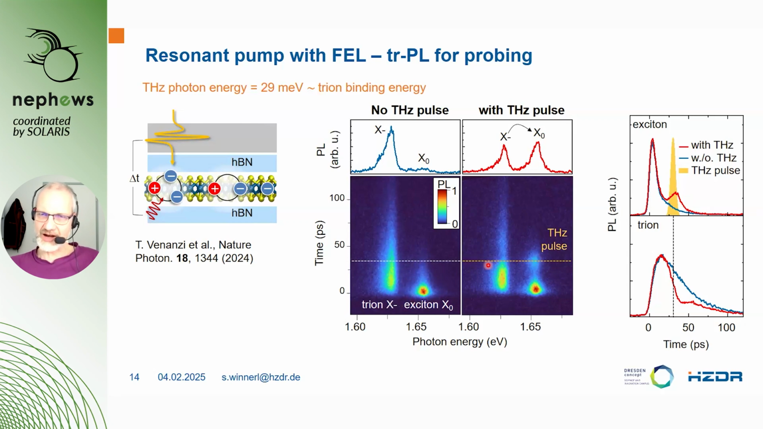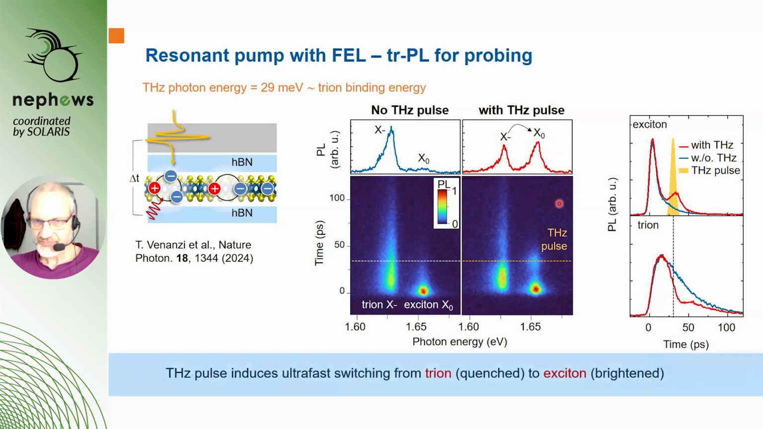And now in this viewgraph, at the temporal position of this dashed line, we come with the free electron laser. What happens? The trion emission gets dimmer, it gets quenched, and the exciton transition lights up. So we can brighten this transition. It means we shuffle from the trion to the exciton. We quench the trion and we brighten the exciton. So it's a dissociation of the trion. We remove this one electron and convert the trion to an exciton.